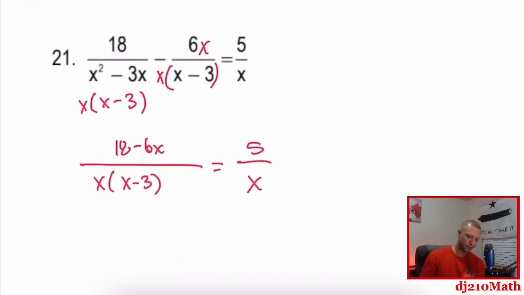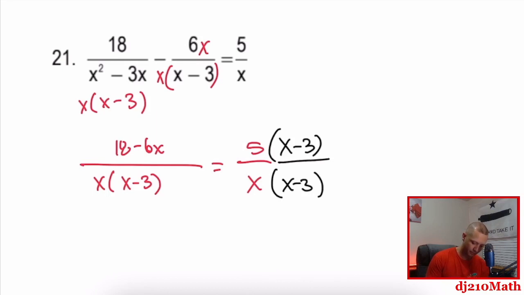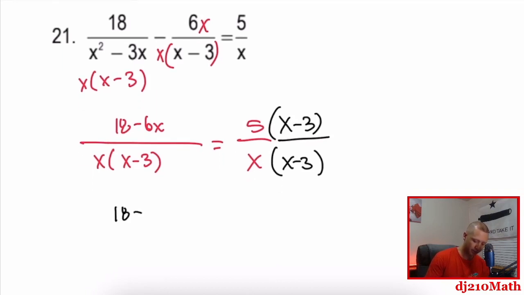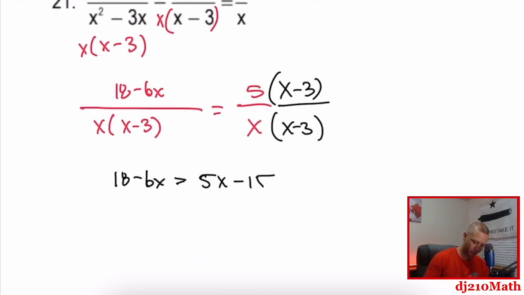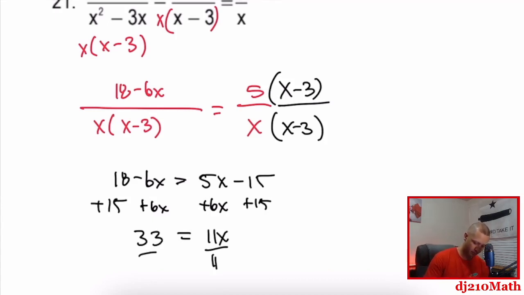All right. What do I want to do? I think x minus 3, x minus 3. So then this is going to be 18 minus 6x, 5x minus 15. So 11x, 33. X is equal to 3. X is equal to 3.